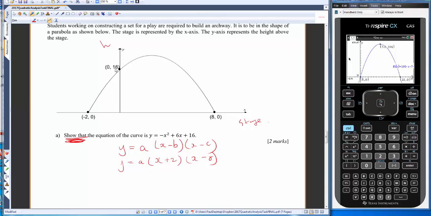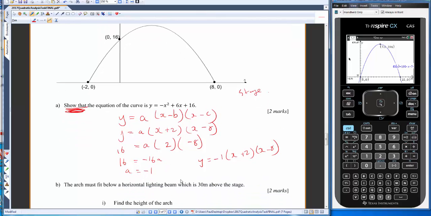So when x is 0, y is going to be 16. So let y equals 16. 16 equals a times 2 times negative 8, because x is 0. 16 equals 2 times negative 8, which is negative 16a. A equals negative 1. Alright? So now I can state the formula. The formula is y equals negative 1 times x plus 2 times x take 8.